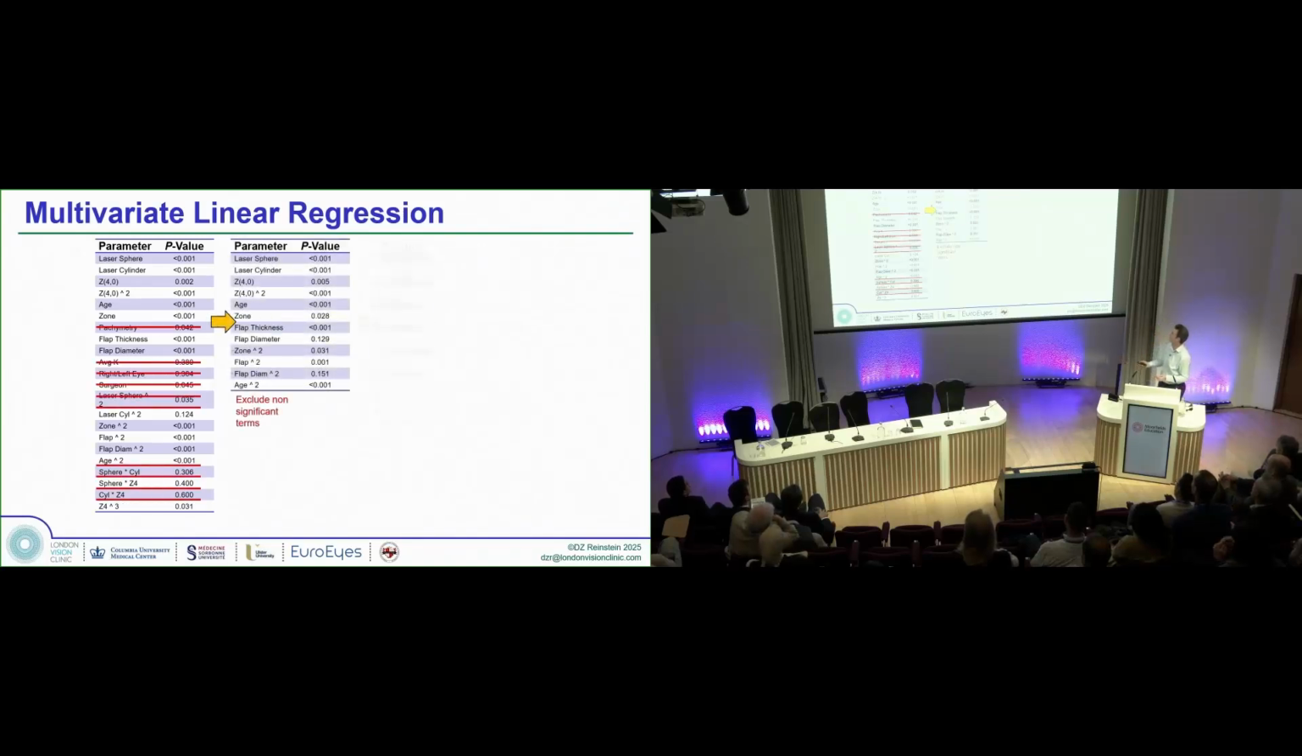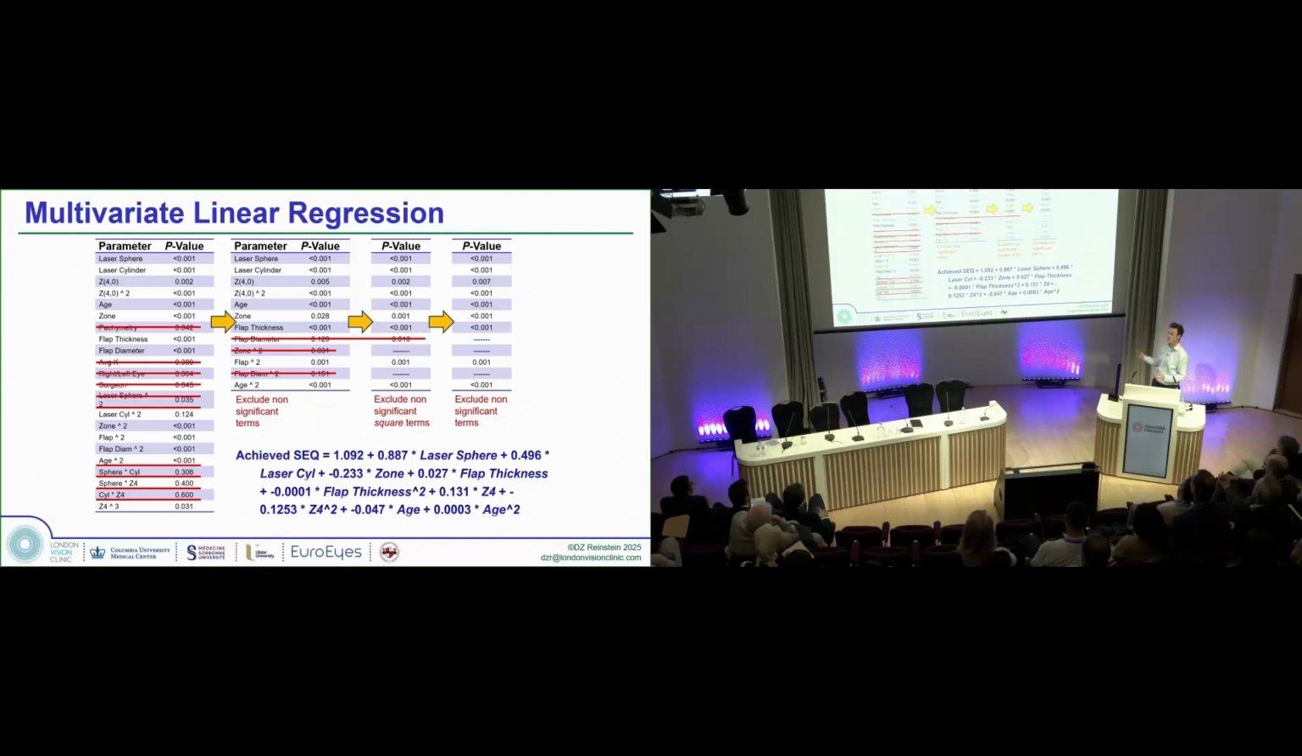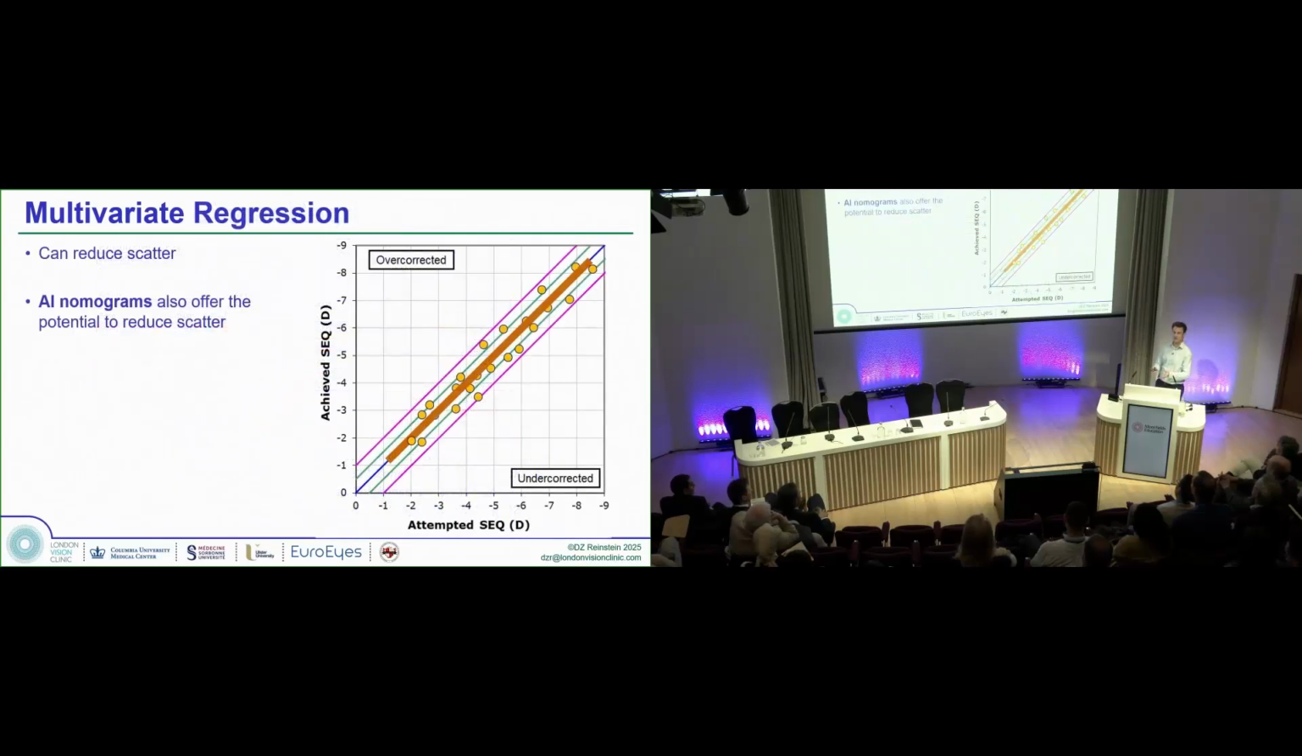And so if you do that, then you can eliminate all of the variables that are not statistically significant, and you end up with a new nomogram equation which takes into account more variables than just sphere. And this is going to improve your precision as well as your average accuracy.